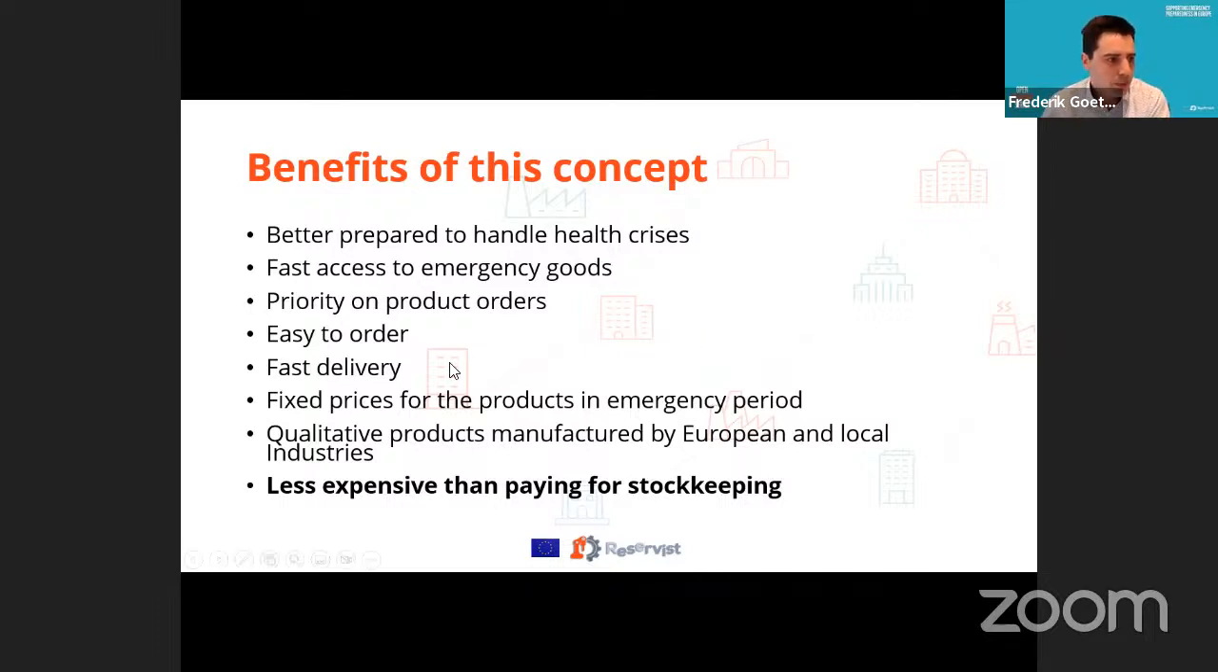So we also promise that, of course, they will be more expensive than normal market situations, but we will not ask crazy prices for them. And also, the products are manufactured in Europe by our local industries. And this model will also be less expensive than paying for stock keeping. And Alessandro will tell a bit more about potential business models to keep this concept alive.